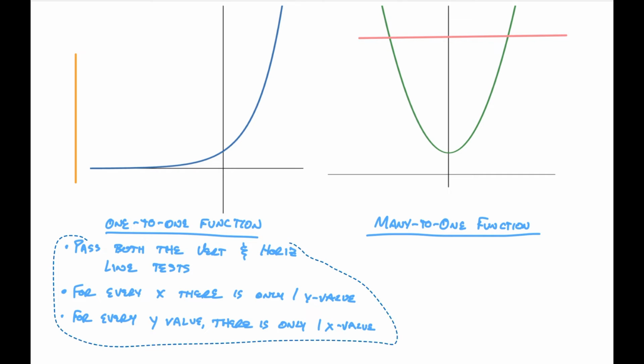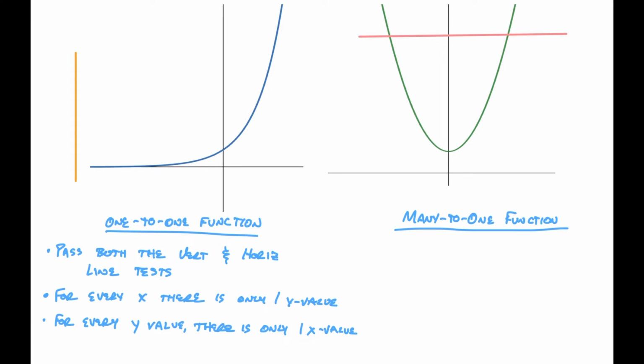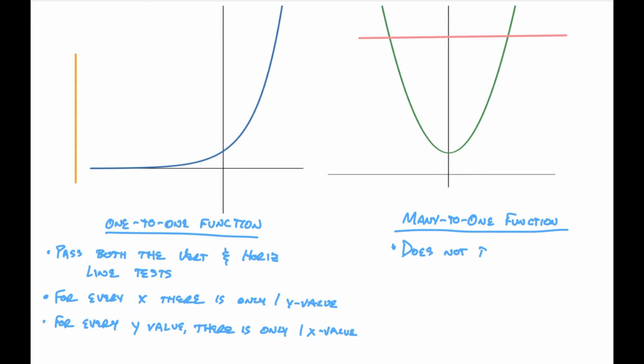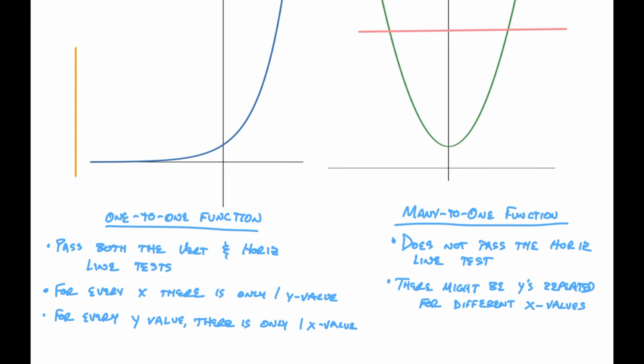All right, let's give ourselves a little bit of space here so I can fit this in on the many-to-one. And on the many-to-one functions, we already saw that it does not pass the horizontal line test. Many-to-one functions are not going to have an inverse function because there might be y's repeated for different x values. So if there's a y repeated for different x values, when we take the inverse of this, we're not going to get a function. That just means the inverse is not a function, even though the original is a function.